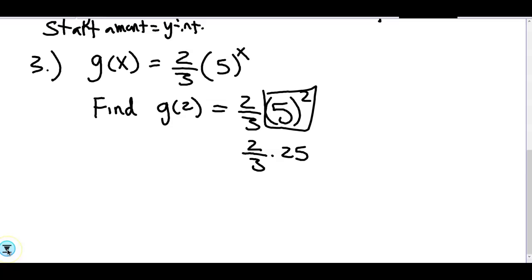Now I'm going to write this as a second step. I usually wouldn't do this if I was just working it out, but it's nice to see it in your notes. This is what we have, and we're going to think of it like this, like Micah said, and then we're just going to multiply straight across to get 50 over 3.